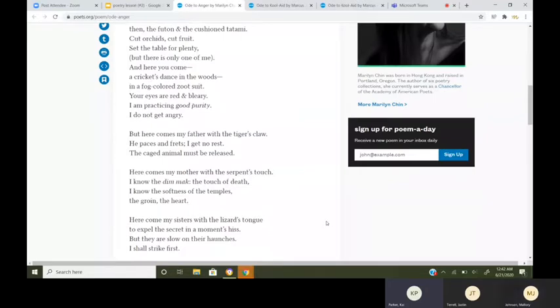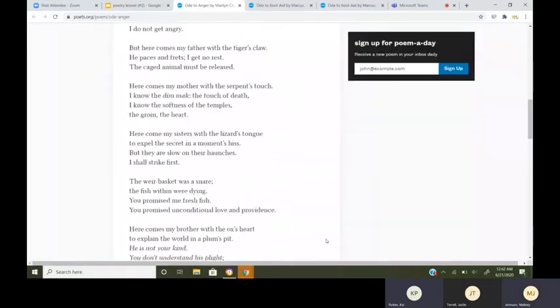Here comes my mother with the serpent's touch. I know the dim monk, the touch of death. I know the softness of the temples, the groin, the heart. Here come my sisters with the lizard's tongue to expel the secret in a moment's hiss. But they are slow on their haunches. I shall strike first. Their weird basket was a snare. The fish within were dying. You promised me fresh fish. You promised unconditional love and providence.